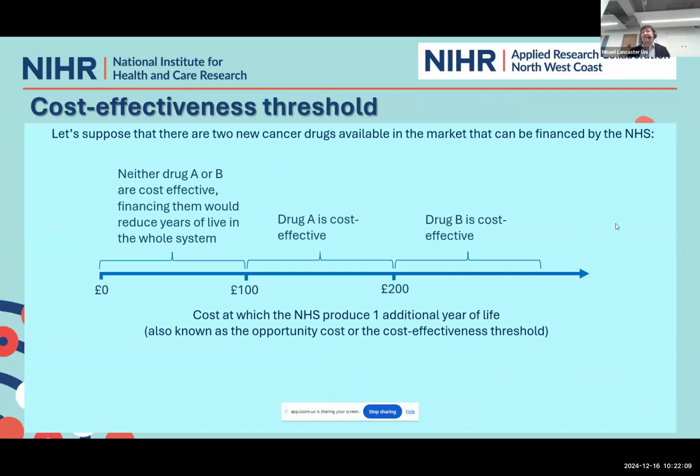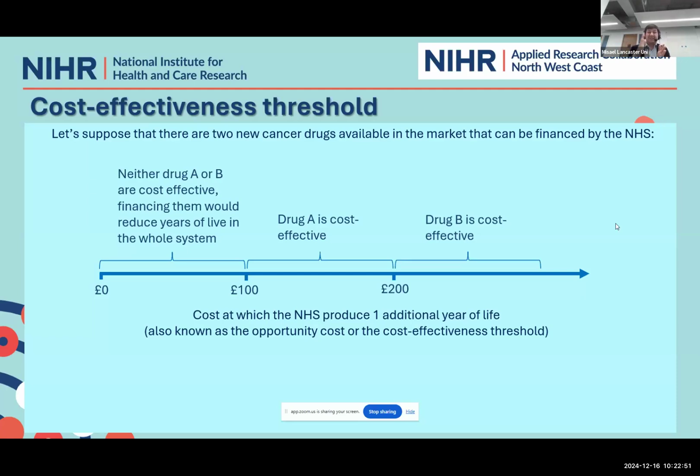Then it follows that our decision between both drugs will depend on the threshold, will depend on the opportunity cost, which is the cost at which the NHS is producing one additional year of life. So we have this threshold line from 0 to 100, so less than 100, neither drug A or B are cost effective, because financing them will require losing more years of life in the whole system.